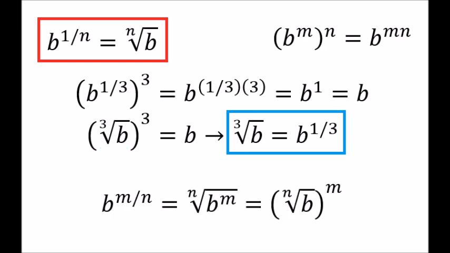The last line is the most general case. I showed why the rule works when m equals 1. I leave it as an exercise to the viewer to show why this more general case is true. It involves a bit more footwork, but just approach it with the same reasoning as we have applied to the other rules. See what you can come up with.